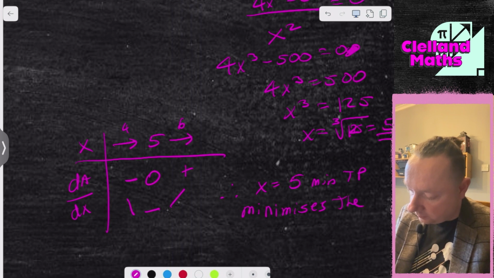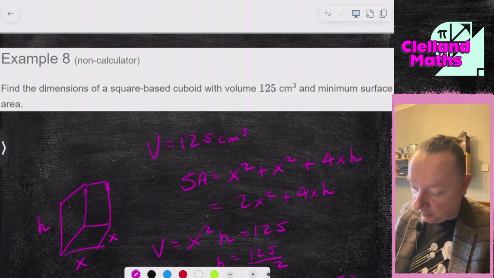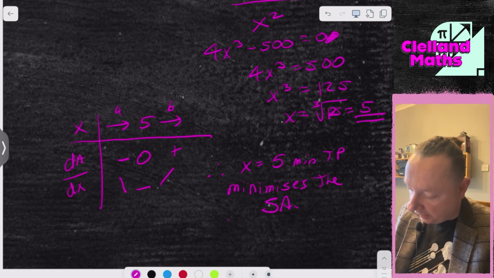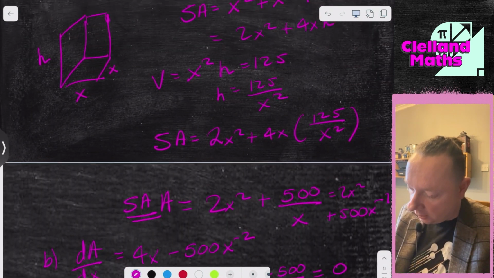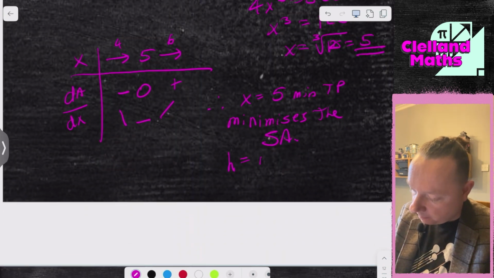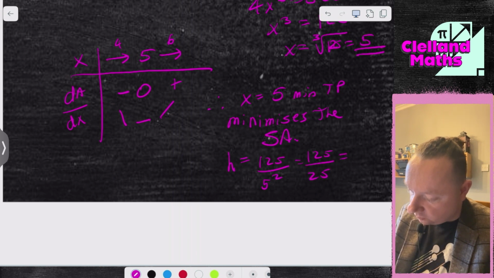the surface area. Okay, the dimensions, well, x equals 5, but h, remember, we've already got is equal to 125 over x squared. So 125 over 5 squared, 125 over 25, which is 5 as well. So it's actually a cube.